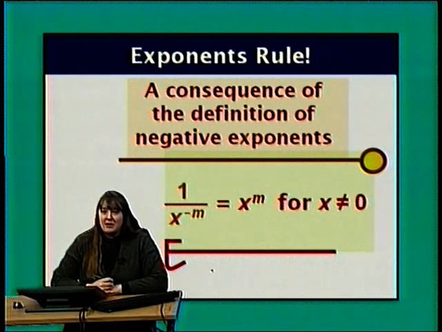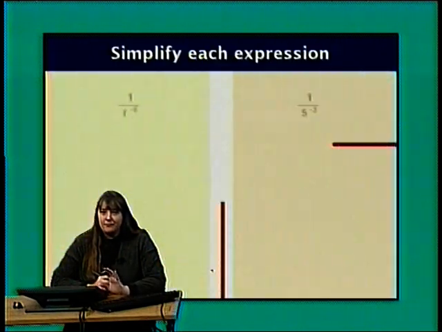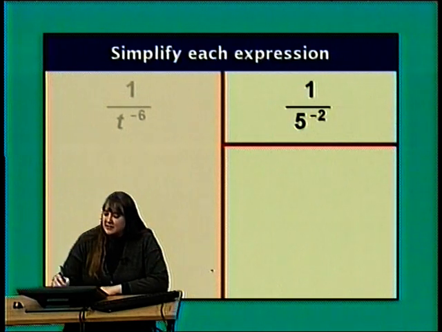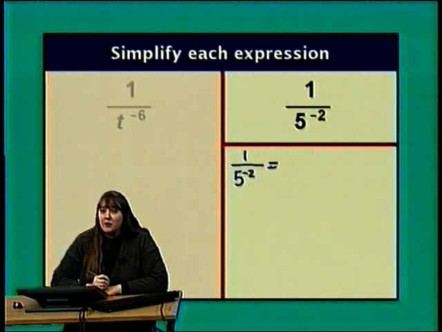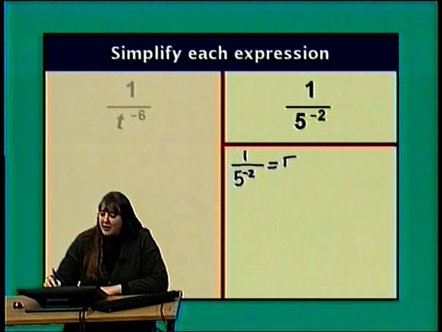A consequence of the definition of negative exponents tells us that 1 over x to the negative m equals x to the positive m, again provided that x does not equal 0. Let's look at an example. 1 over 5 to the negative 2, we can simplify quickly by rewriting that as 5 to the positive 2. 5 squared is 25.